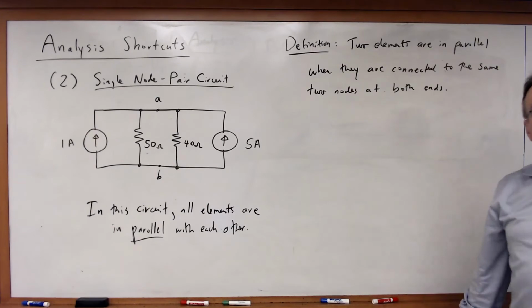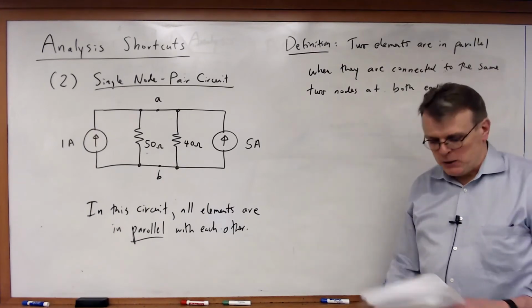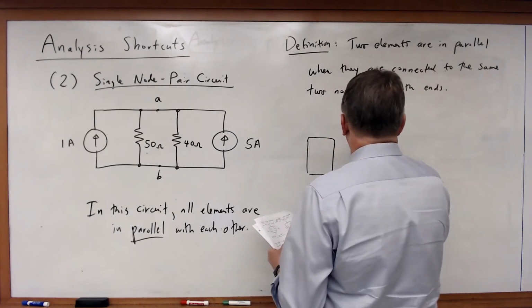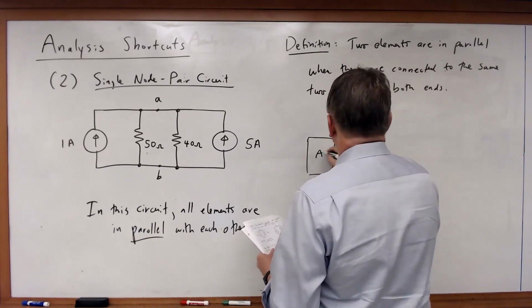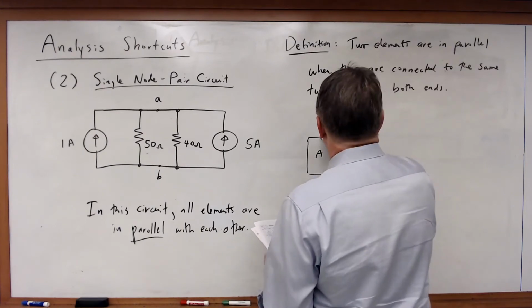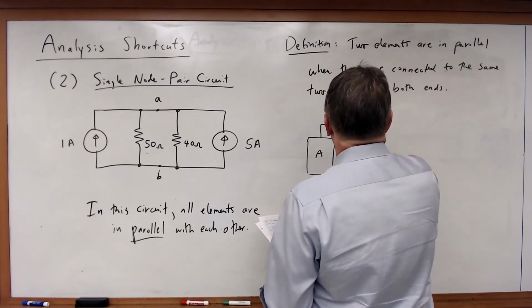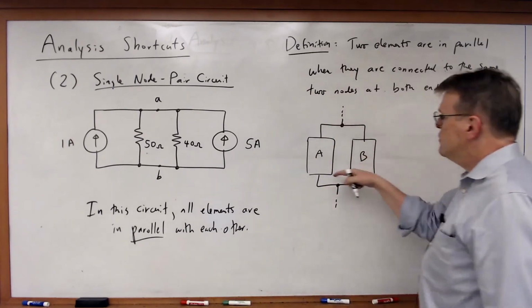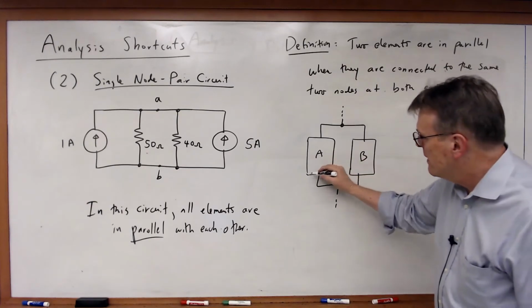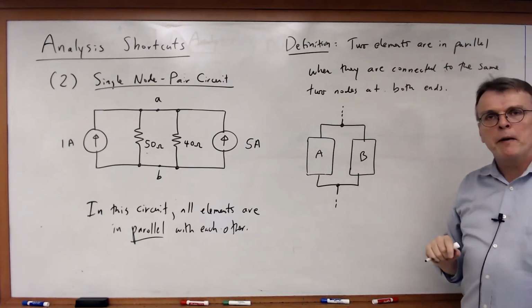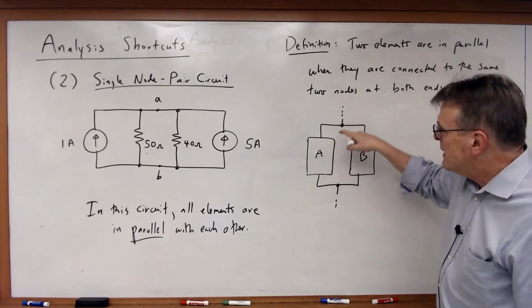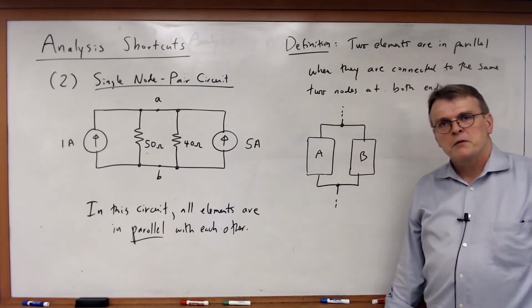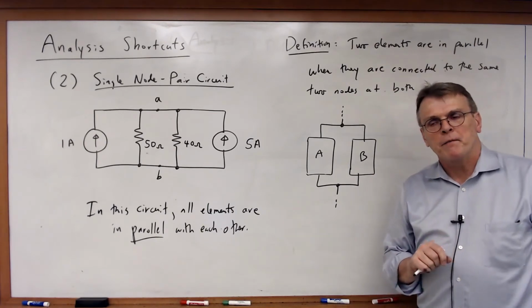So again, let's draw a simple example to illustrate what parallel means. So let's say I've got two elements connected like so. In this case, A and B are in parallel. They're both connected to this node at the top. They're both connected to that node at the bottom. So by definition, they're in parallel.